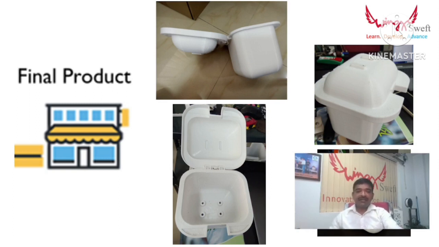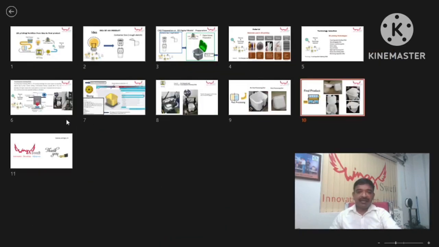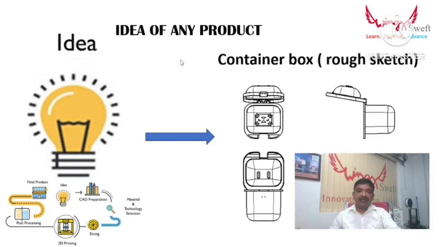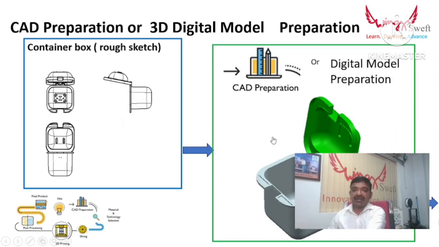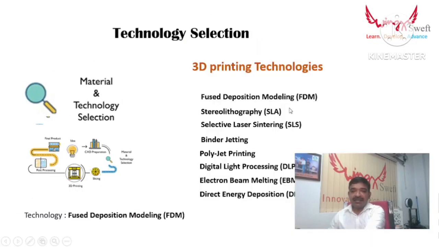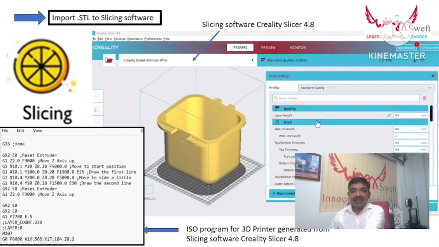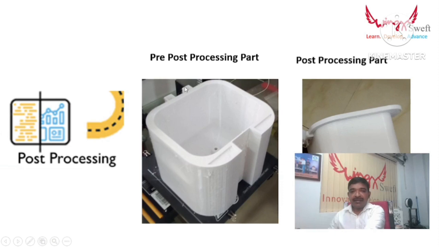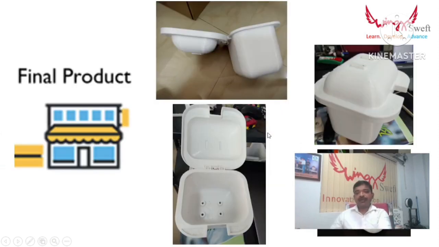So like that we can utilize 3D printing in real life. Whatever idea you have to make, you just put it on paper, like imagination, whatever you have. Then prepare like this, then select your material, then select the technology which is available according to your material. You can make the program, then run the program on the 3D printer, and do the post processing, then get your final product ready.